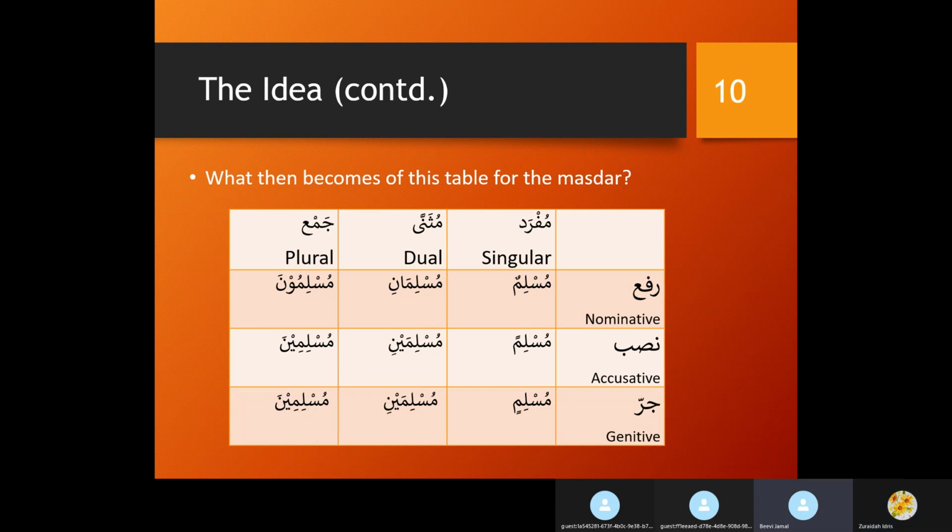Maybe I should change this to the masdar. Okay, this is the masdar here. Ta'limun, ta'limani, ta'limatun. The thing was, this should be the right root letters. The root letters are not right.